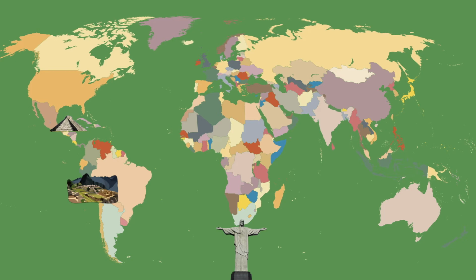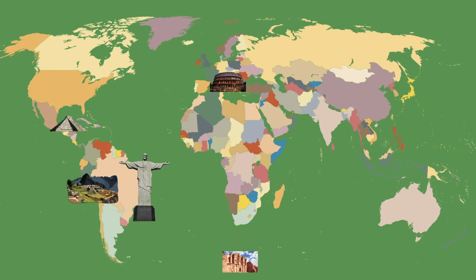And what about Christ the Redeemer? Christ the Redeemer is in Rio. Do you remember where Rio is? Try and point to it. There he goes. And what about the Colosseum? Do you remember where that was? The Colosseum is in Rome, Italy.